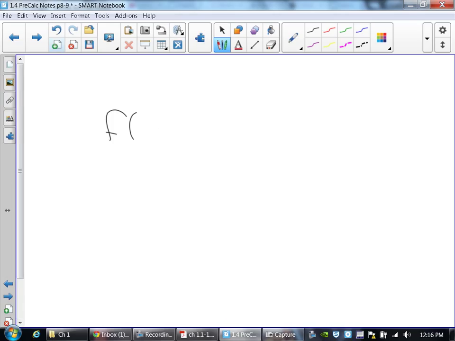The idea is if you take f of x, let's do another sheet here. f of x is the square root of x plus 4. And I want to figure out what the domain is going to be of that.